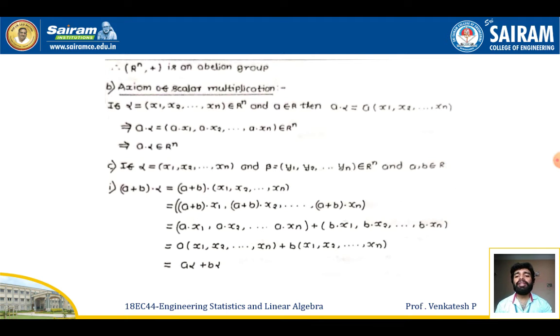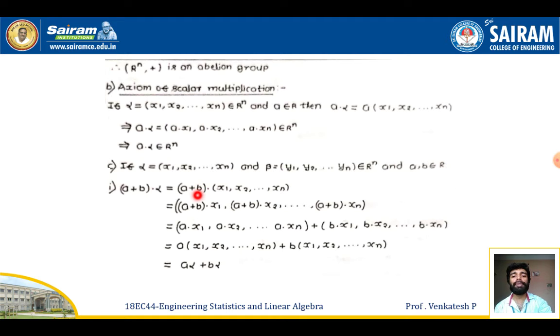So next one, I'm taking two vectors and two scalars here, that is alpha equal to x1, x2, etc., xn, and beta equal to y1, y2, etc., yn, which must belong to R power n. And also the scalars a, b I'm considering here, which belong to the field of real numbers R. The first one is (a plus b) into alpha. I'm combining two scalars, adding two scalars, and that sum I'm multiplying with one vector.